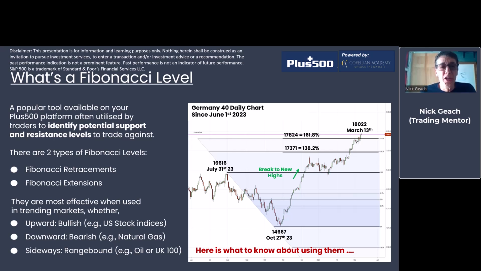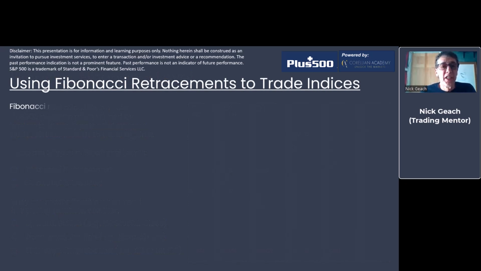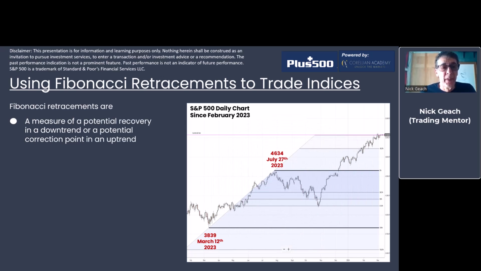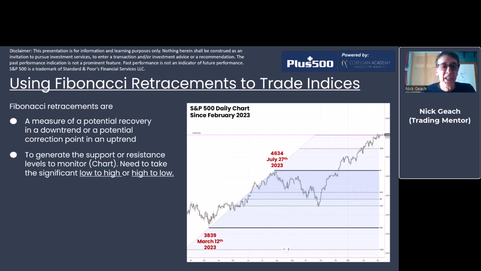Let's take a closer look at the Fibonacci retracement, and I think it's useful to provide a broad definition here. It's a measure of a potential recovery in a downtrend or a potential correction point in an uptrend. It is not necessarily a trade entry or exit point, though if you have a favorable position, you could factor this in when considering whether to take a profit.